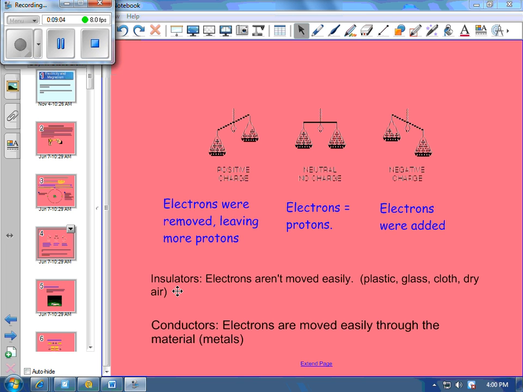Now, there are some other terms underneath here. An insulator is when electrons aren't moved easily through a particular material. An example of an insulator might be plastic or glass, cloth, or dry air. Again, electrons do not move easily through these things. Another word on your sheet is a conductor. Now, these materials do move electrons easily through them. An example of that might be metals. Those are good conductors, electron conductors. Okay.